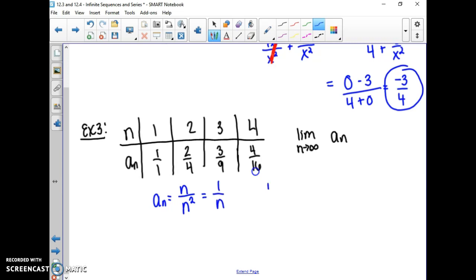So we are really looking for the limit as n approaches infinity of 1 over n. And whenever we do that, that is going to be 0 because as that denominator gets larger and larger and larger, the value will approach 0.